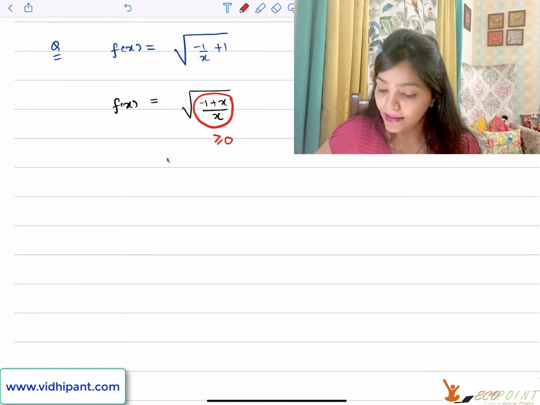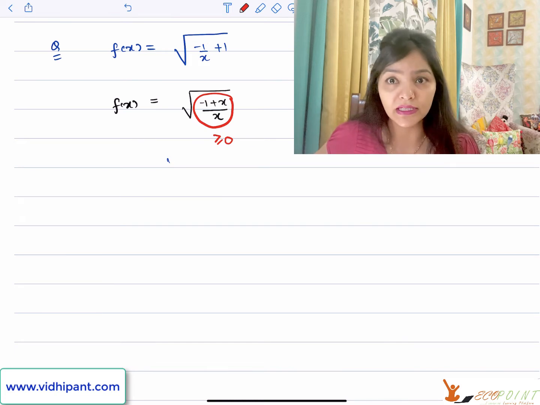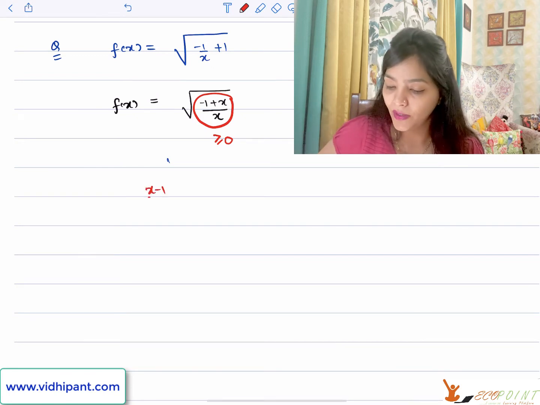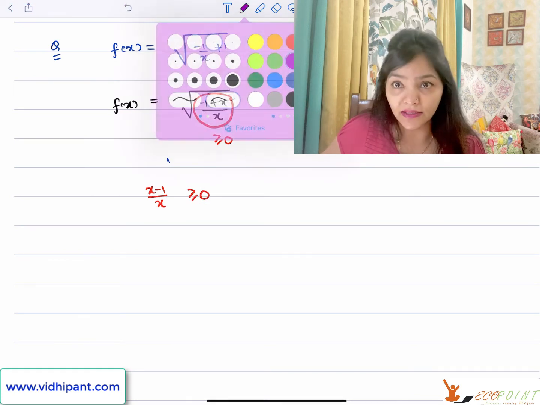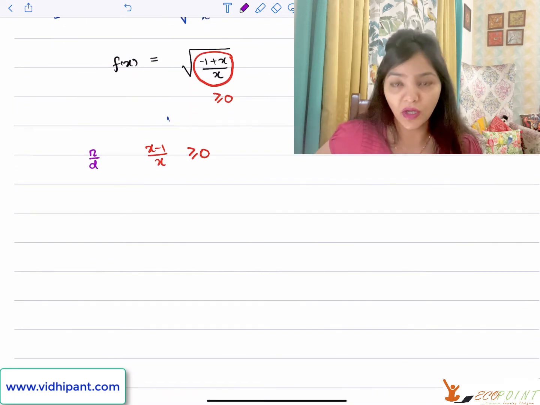But therein you have a fraction form, or a quotient form. You have numerator and denominator, and your denominator cannot be equal to 0. So keep that in your mind. So that means we have the condition that (x minus 1) upon x should be greater than or equal to 0. Now, this is numerator upon denominator, a fraction form, and your denominator cannot be equal to 0.